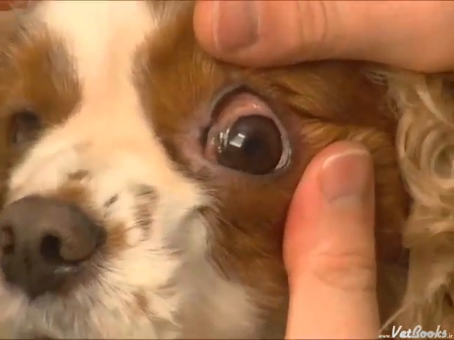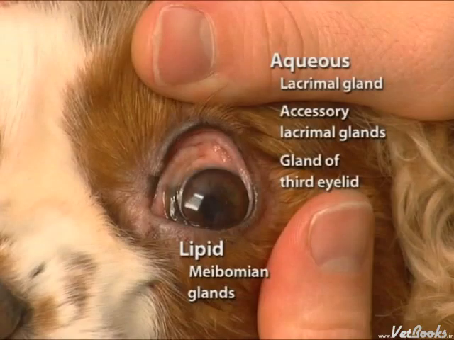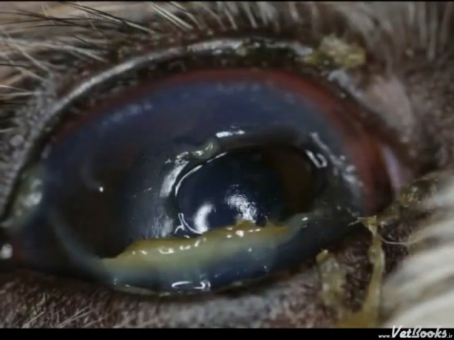The tear film has three main components. The outer lipid component is supplied mainly by the meibomian glands in the eyelids. The aqueous portion is produced by the lacrimal gland, accessory lacrimal glands, and the gland of the third eyelid. The inner mucin component originates from the epithelial cells of the conjunctiva. A deficiency of the non-aqueous layers can result in clinical evidence of dry eye, often with corneal ulceration, despite a normal Schirmer tear test result.